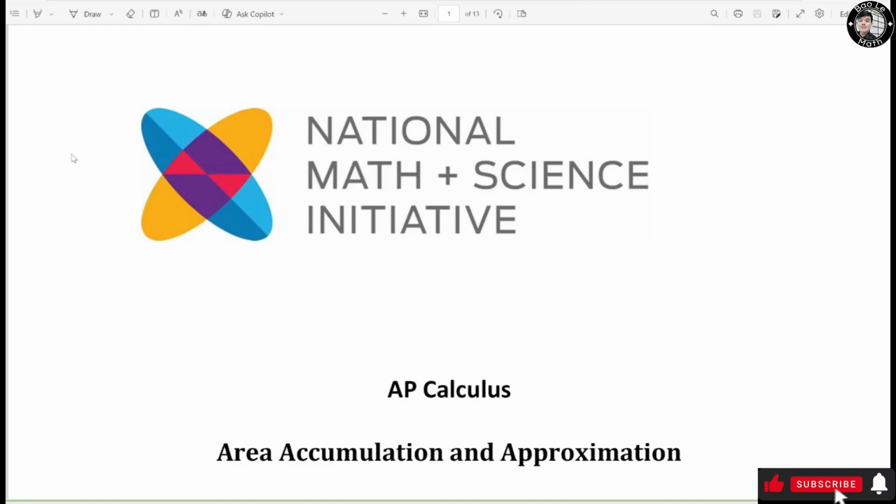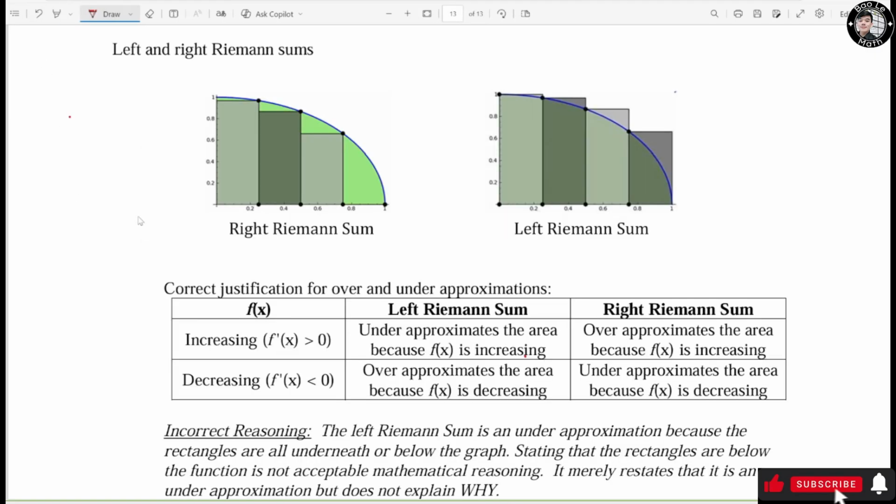Hello everyone, in this video we're going to review Calculus AB and BC, topic: area, accumulation and approximation. Before we dive into the questions, let's review the concept behind this topic. We're going to talk about the left and right Riemann sum. Here's the way to justify over and under approximation to earn full credit on the AB exam.